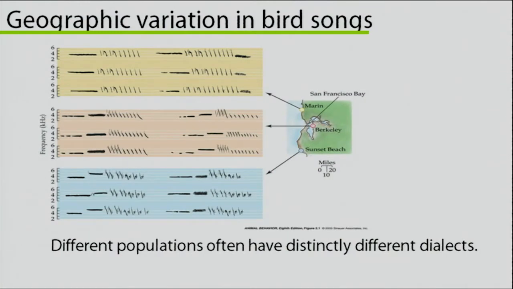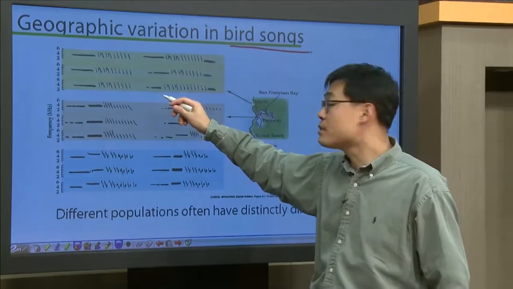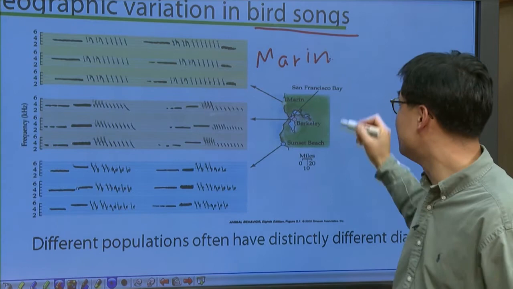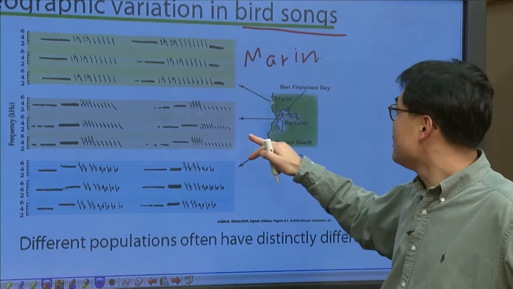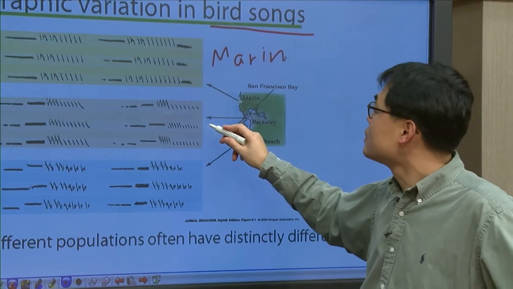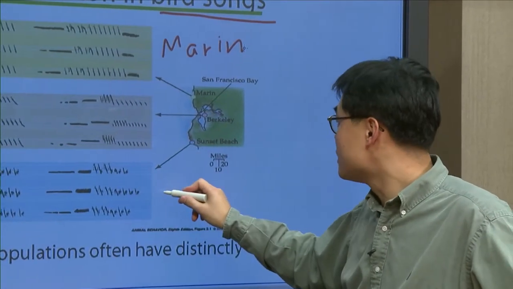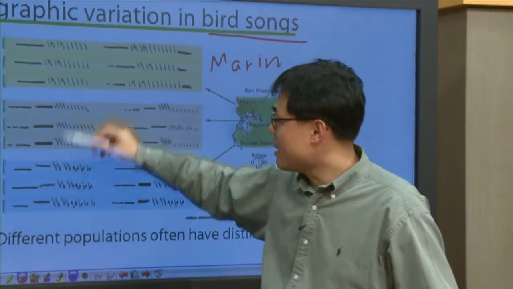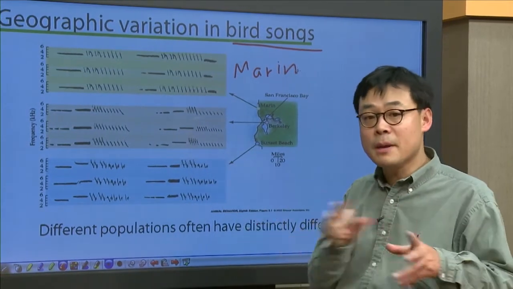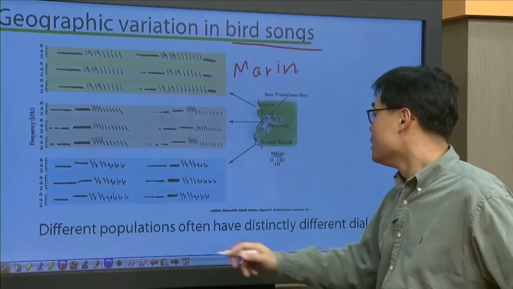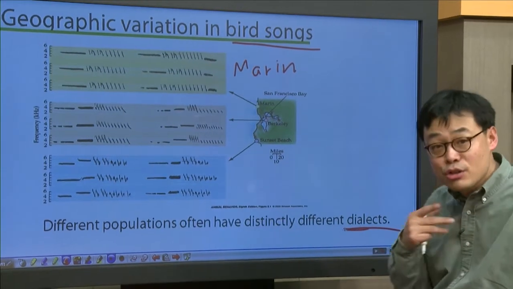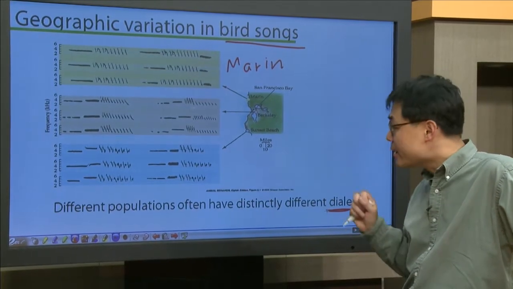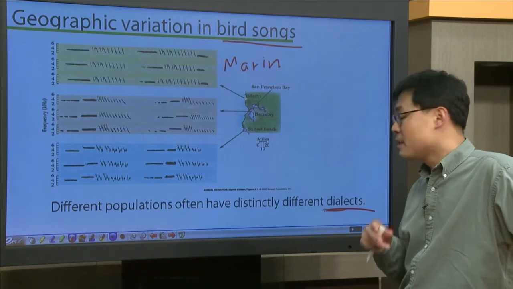Here are the sonograms of white-crowned sparrows from the Marin area, north of San Francisco. That's the sonogram from Berkeley, and that's the sonogram from Sunset Beach. All are the same species but different populations. If you look at these sonograms, they are a little bit different, okay? So they sing differently depending on where you are. That's called dialects. Like we humans have dialects, likewise these songbird species have dialects depending on where you live. They have some different songs.